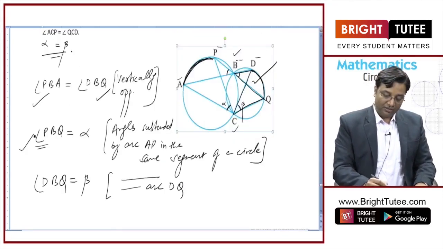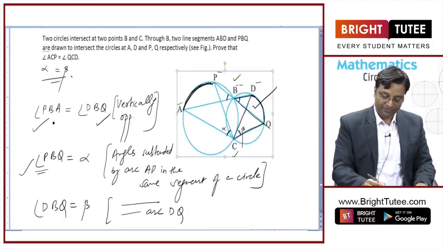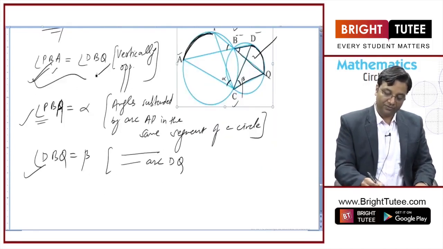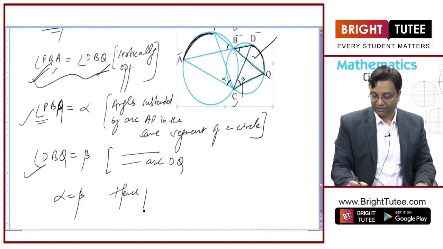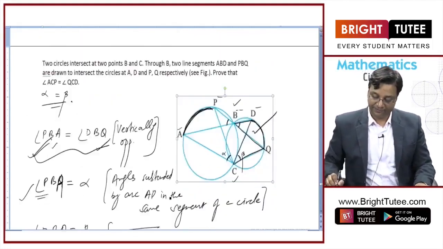Now I know that these two angles, angle PBA and DBQ, are equal. So because of this, I can say alpha is equal to beta, hence proved. Okay.